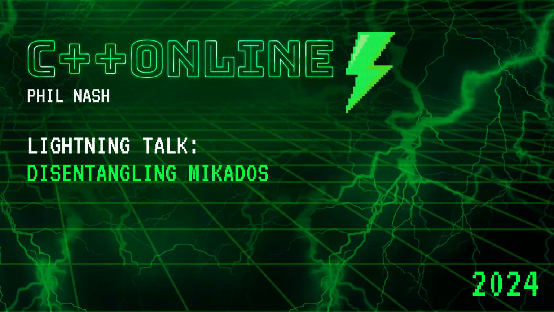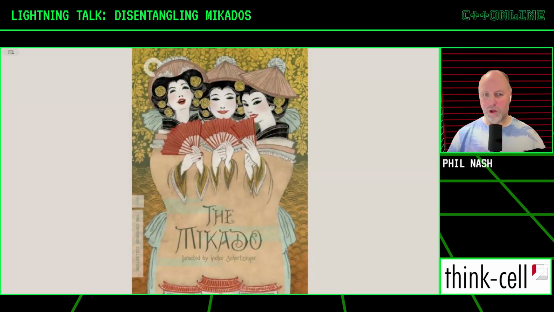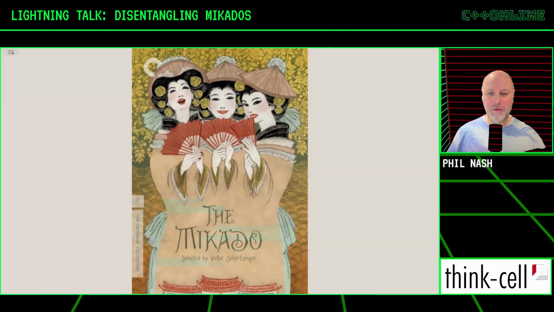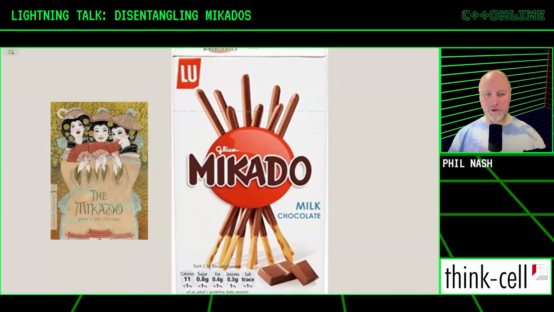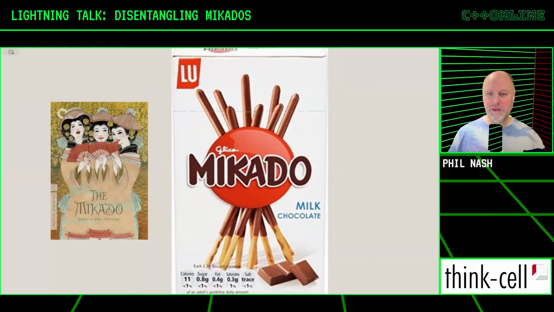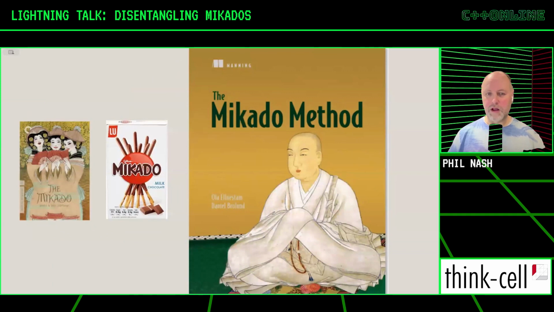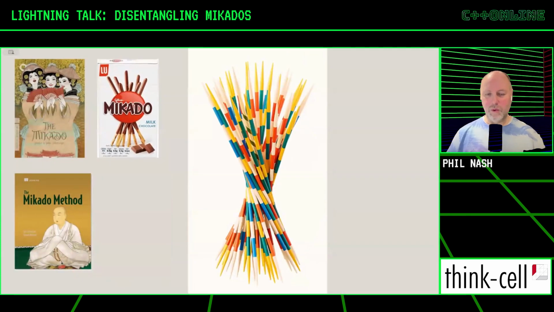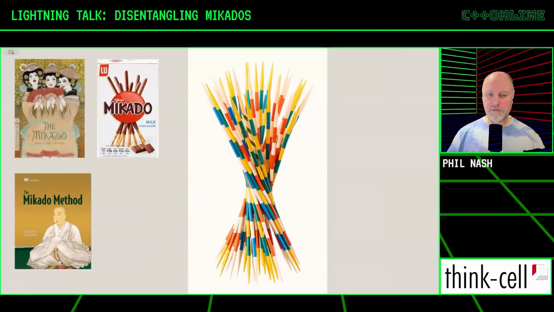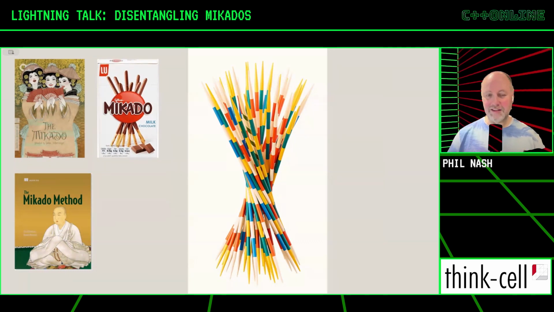Right, so the Mikado. Some of you may know this, an opera from Gilbert and Sullivan. Why am I talking about this in a technical talk? Well, there's more, because here we have a box of sweets called Mikado. Then we have a book called The Mikado Method. And we have this game, sometimes called Pick Up Sticks, but sometimes called, yes, you guessed it, Mikado.